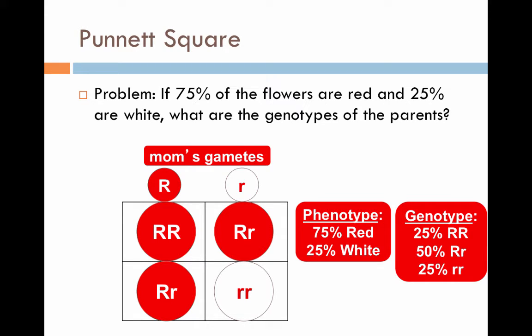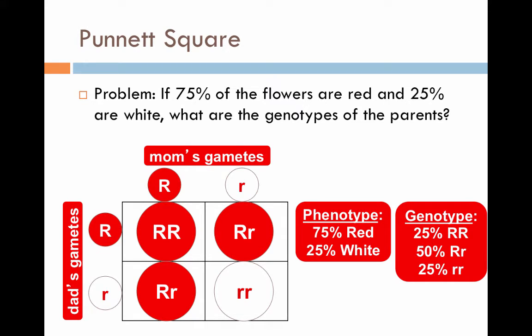What could mom's gametes be and what could dad's gametes be in order to get this outcome? Well, I figured it out because if the kid is big R, that must mean that mom is big R and dad is big R. Look in this corner. If the kid is little r, it must mean mom has an egg that's little r and dad has a sperm that's little r. So we figured out the gametes like this.